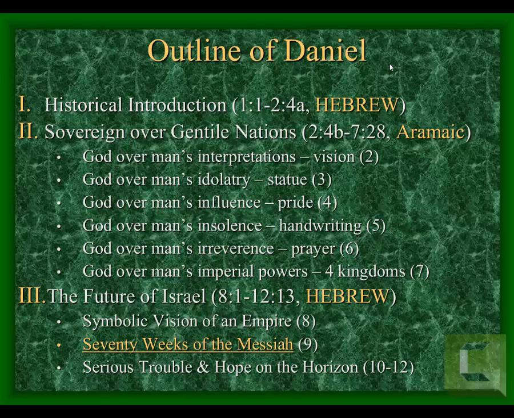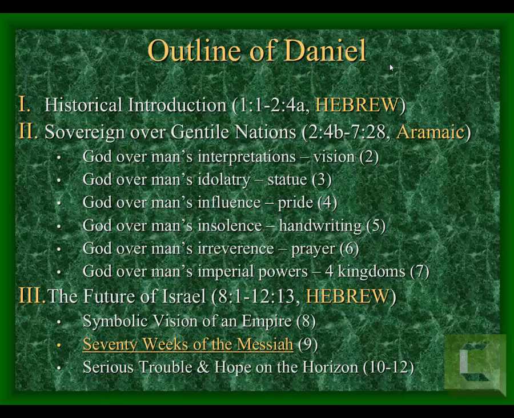We see in this outline the historical introduction of the book of Daniel, in which the first chapter and a portion of the second chapter were in the original language written in Hebrew. Beginning at chapter 2 verse 4 and through the end of chapter 7, this section dealing with God's sovereignty over the Gentile nations is written in Aramaic, which is the royal language of the Babylonian Empire. And so God shows himself to be sovereign over man's interpretations, over man's idolatry, over his influence, over his insolence before God, over his irreverence, and over his imperial powers.